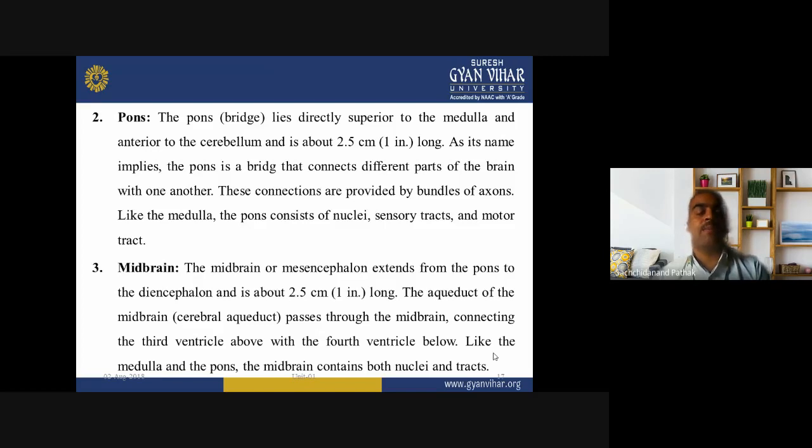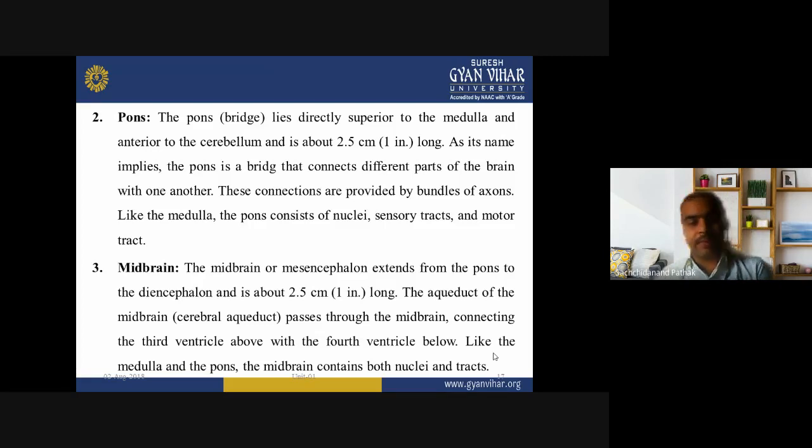As its name implies, the pons is a bridge that connects the different parts of the brain with one another. So these connections are provided by bundles of axons. Like the medulla, the pons consists of nuclei, sensory tracts, and motor tracts. So this is the property of the pons.